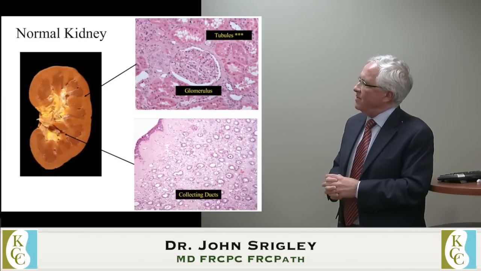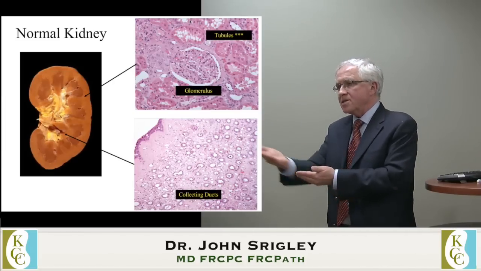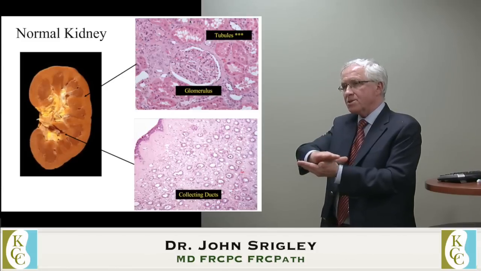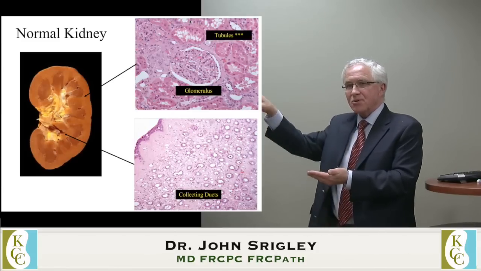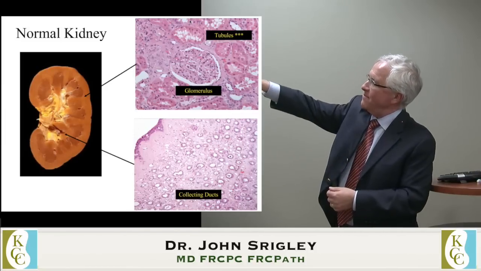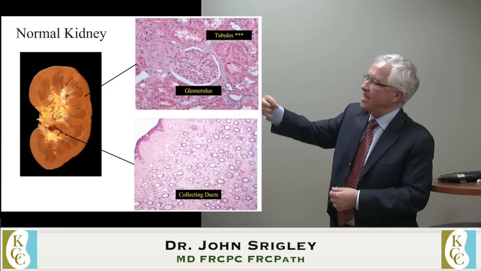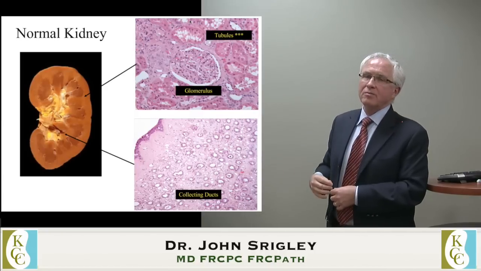From a histological point of view, when we look down the microscope, on the left-hand side, that's actually a kidney that's been bisected. So we're looking at the surface of the kidney. If you've ever made steak and kidney pie, you've seen this sort of thing as well. In the center, we have what's called the hilum of the kidney, and that's where the vessels come into the kidney. On the right-hand side, this is what it looks like under the microscope.